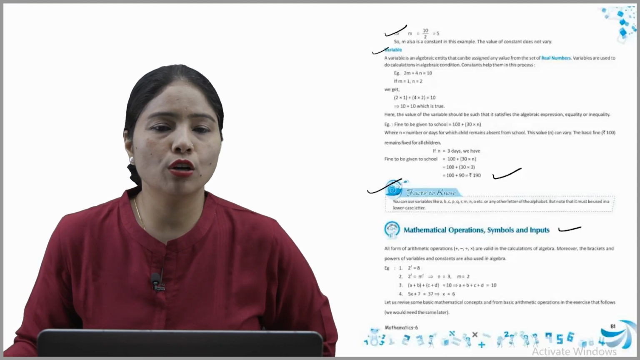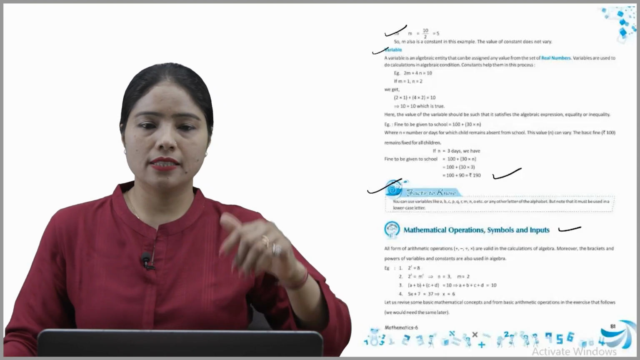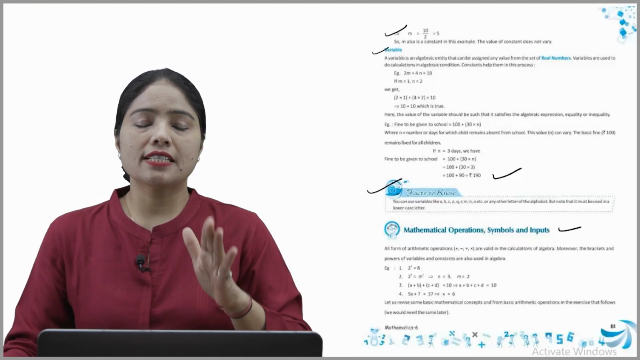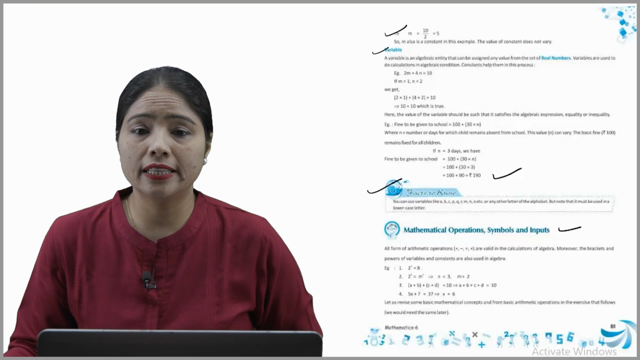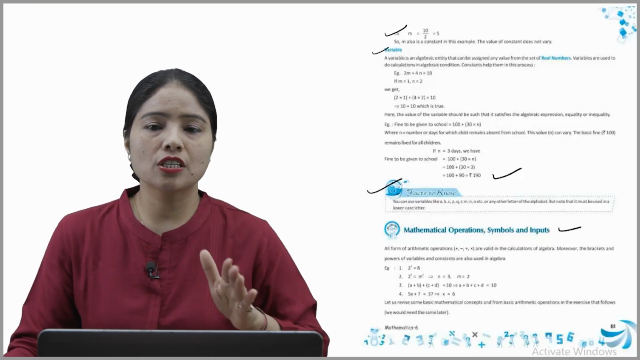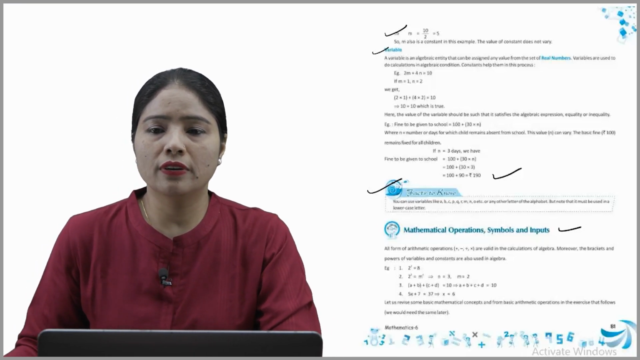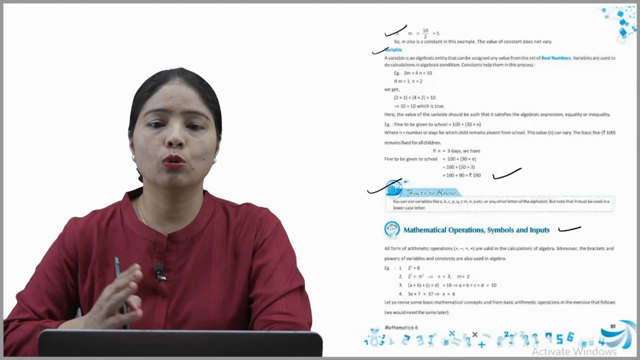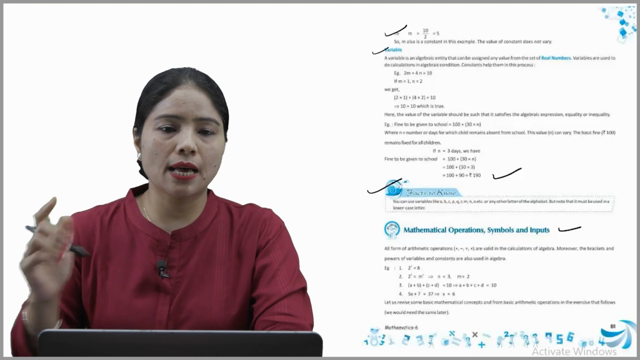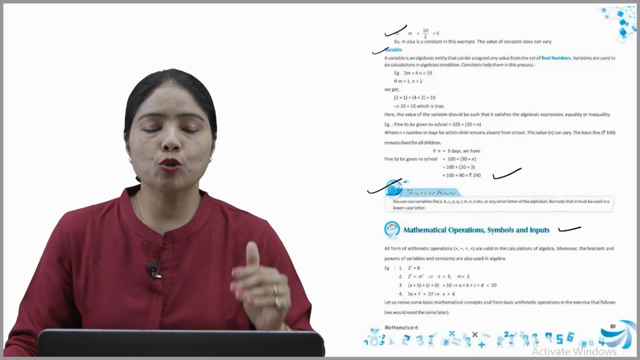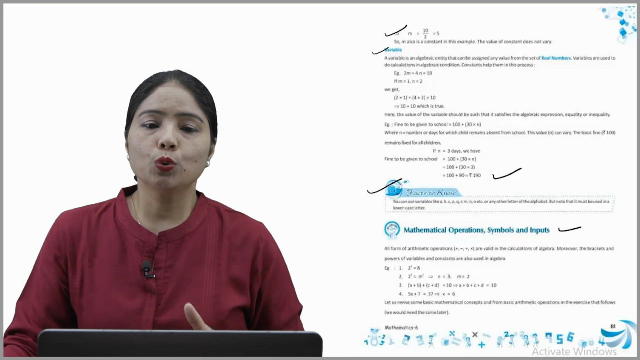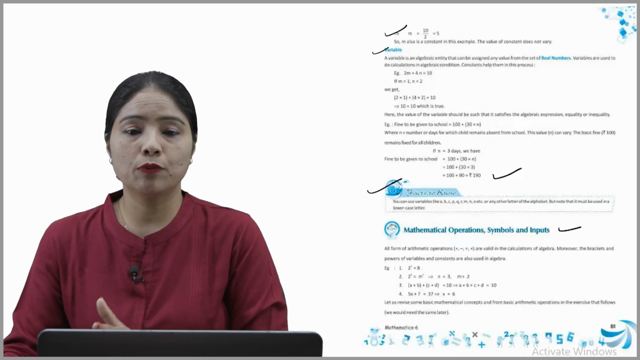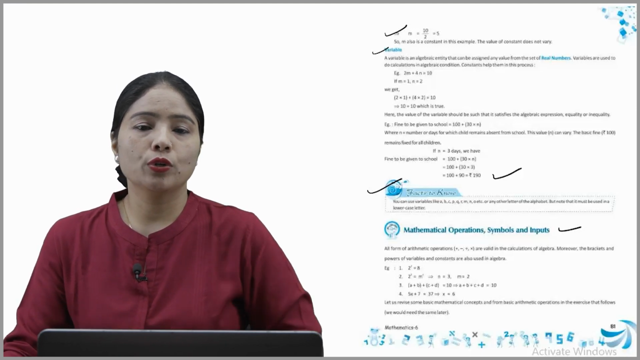So this means all forms of arithmetic operations, meaning addition, subtraction, division, multiplication, are valid in the calculations of algebra. Moreover, the brackets and the power of variables and constants are also used in algebra. Example 1: 2 raised to power 3 means 8. 2 raised to power 3 is equal to m raised to power n, that means n is equal to 3 and m is 2.